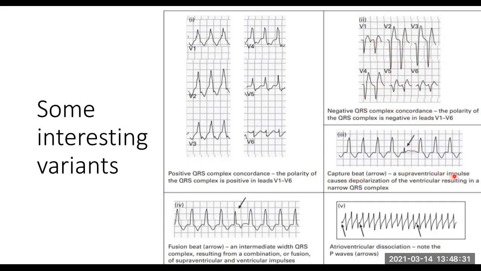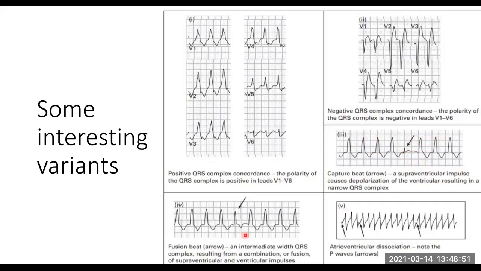So this is where a supraventricular impulse causes depolarization of the ventricle, resulting in a narrow QRS complex. In other words, you've got this VT, and every once in a while, the atrium just pops in a little hello, how are you? And your patient goes into a normal rhythm and then immediately goes back into VT as well.